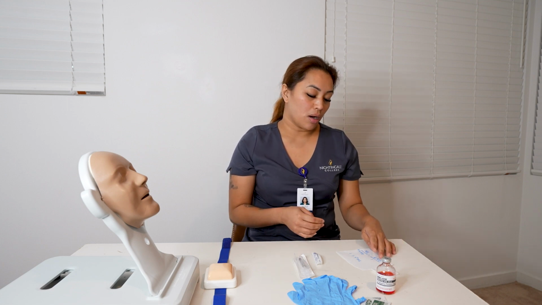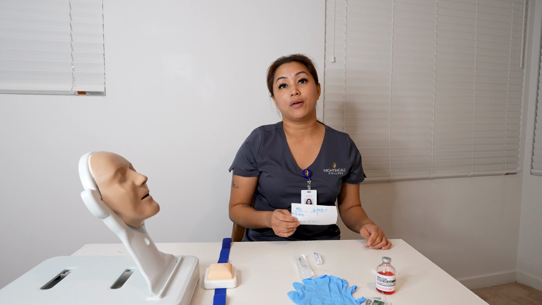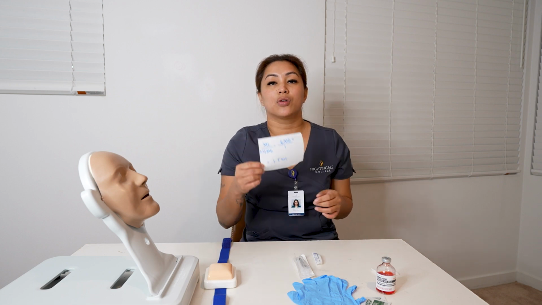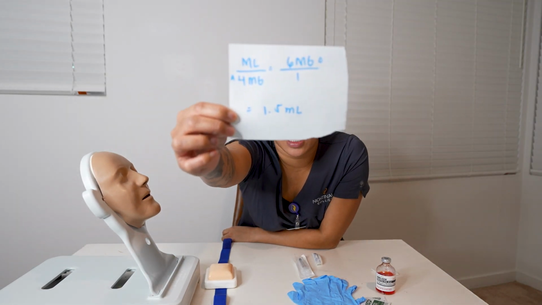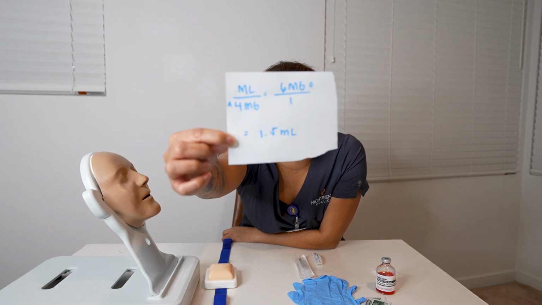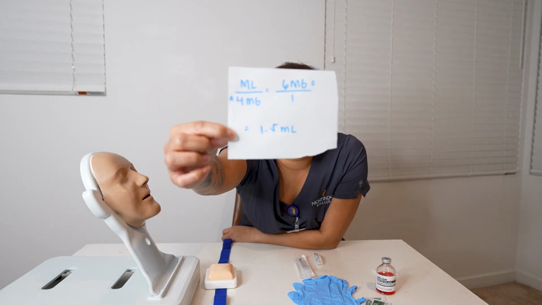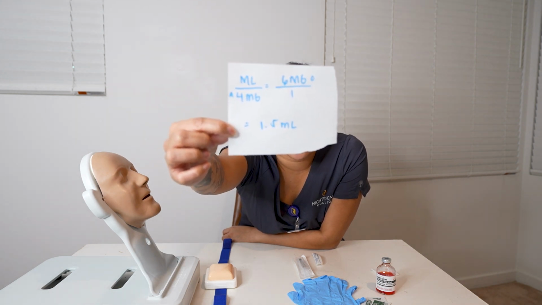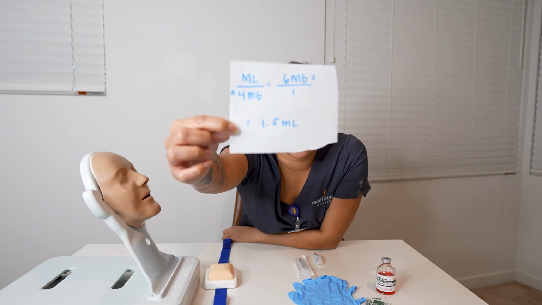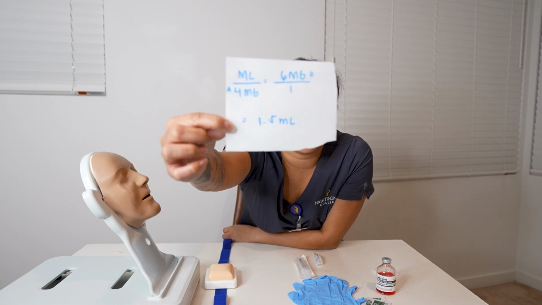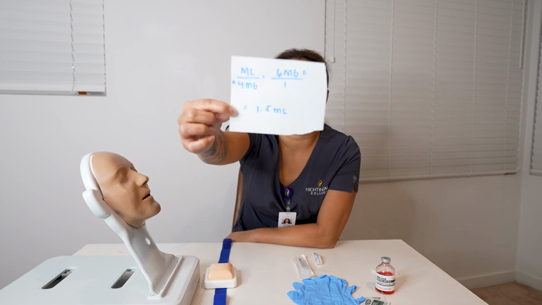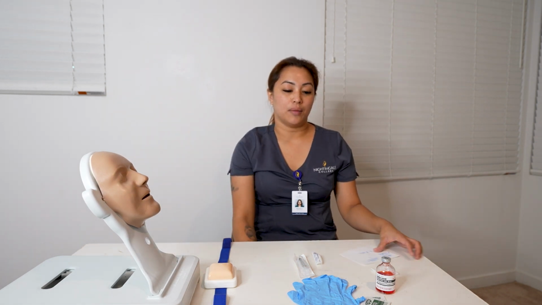Alrighty, so now what is available? We only have 4 milligrams of morphine sulfate. So I did my dosage calculation, and the dosage calculation is milliliter over 4 mg equals 6 mg, which was ordered, over 1, and it is 1.5 ml. Alrighty, so now that we got that over with, put it aside.